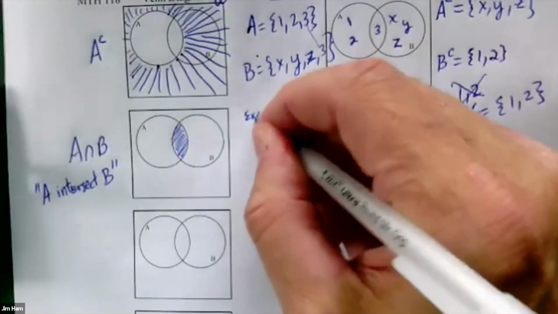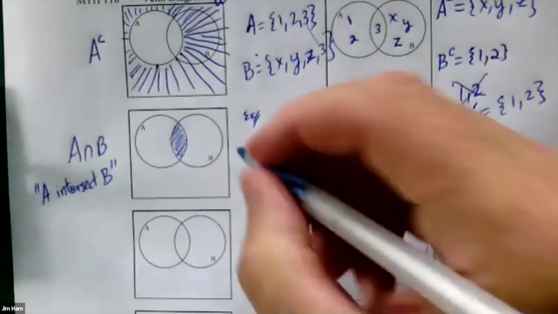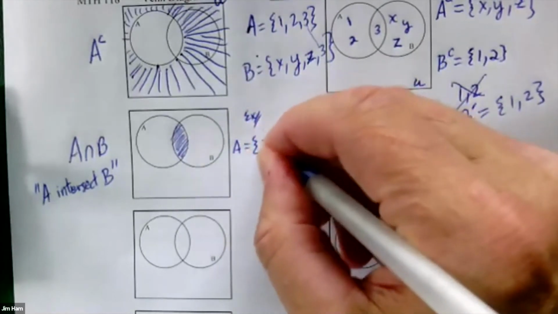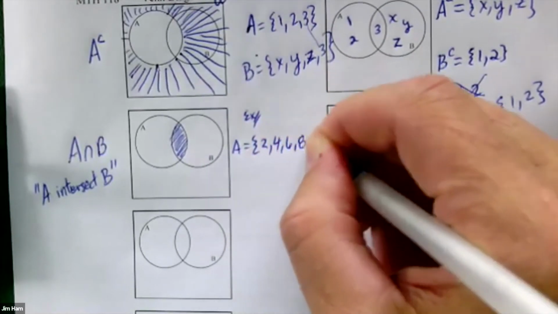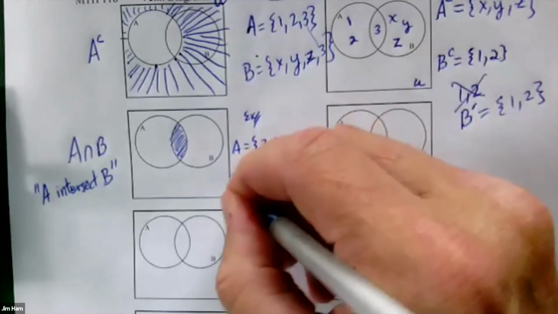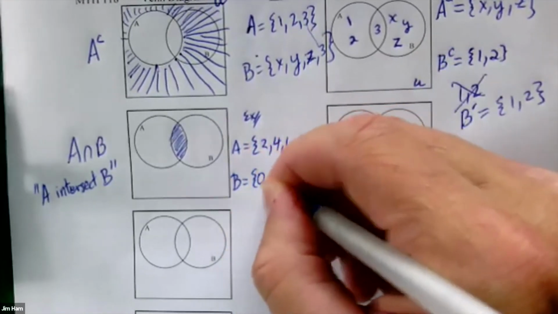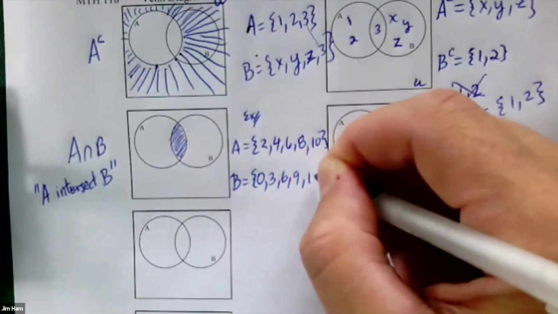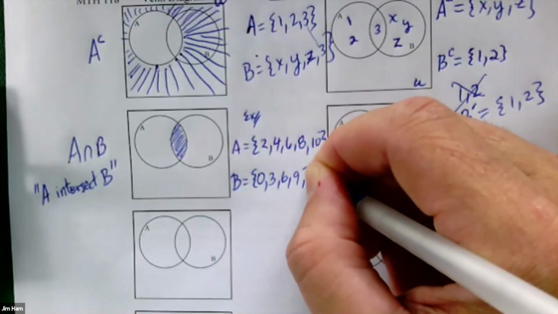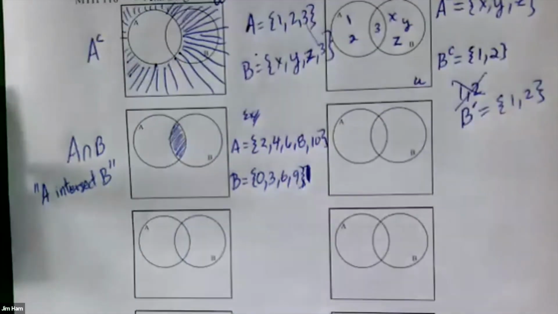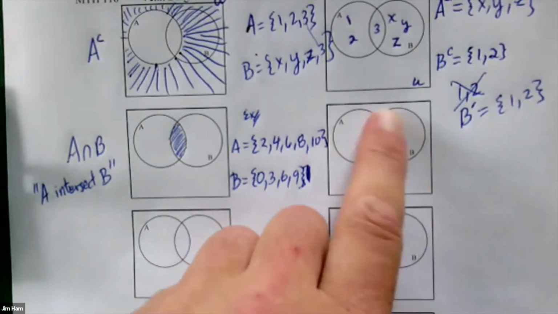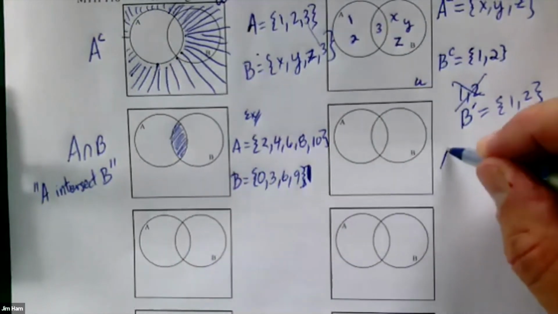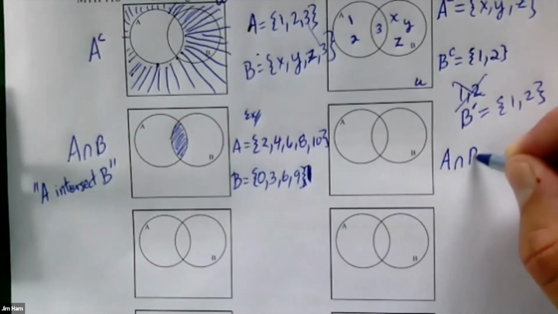Now as an example, and we'll do our example over here. Let's say A is 2, 4, 6, 8, 10, and B is 0, 3, 6, 9, and we'll stop there. Okay, so put all of those numbers in the Venn diagram and then calculate A intersect B.